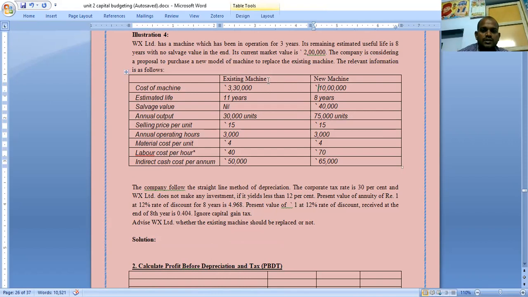So cost of machine 3,30,000 and new machine cost is 10 lakhs. 11 years is the estimated life. Salvage value nil. For here, this is salvage value 40,000.